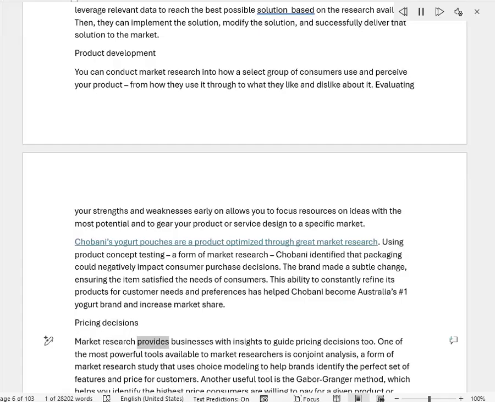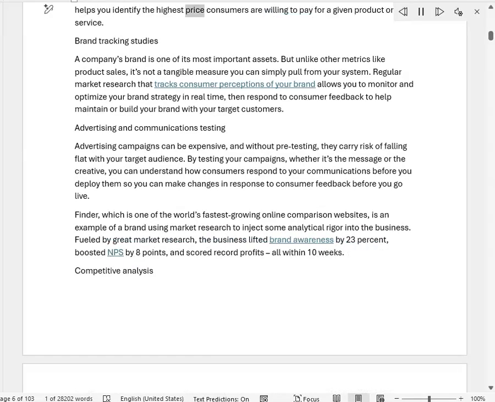Pricing decisions. Market research provides businesses with insights to guide pricing decisions too. One of the most powerful tools available to market researchers is conjoint analysis, a form of market research study that uses choice modeling to help brands identify the perfect set of features and price for customers. Another useful tool is the Gabor-Granger method, which helps you identify the highest price consumers are willing to pay for a given product or service.